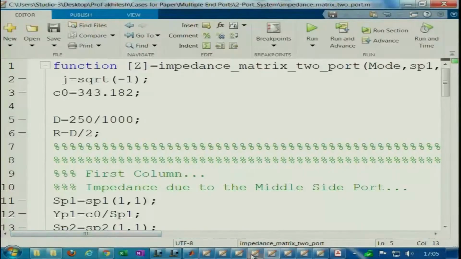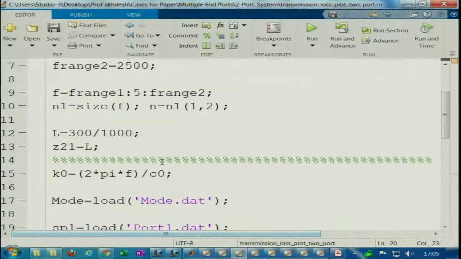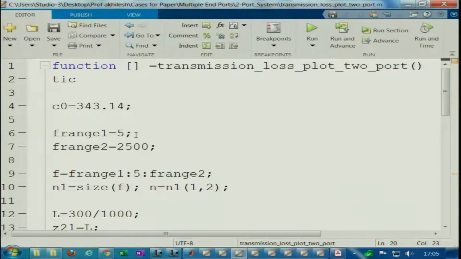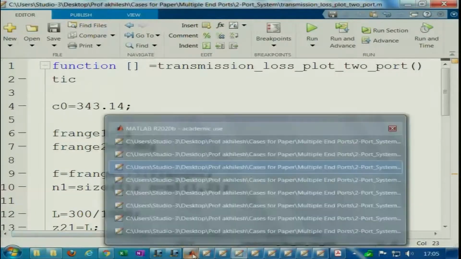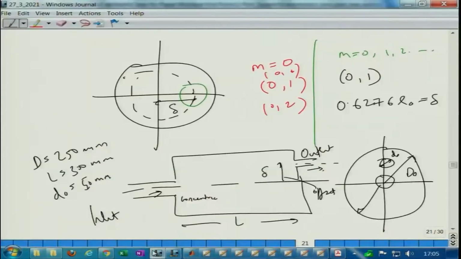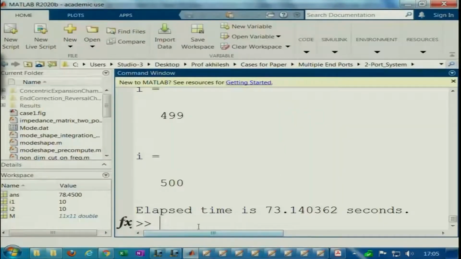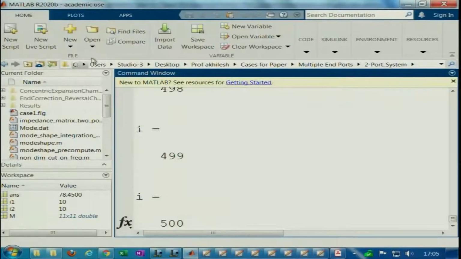Z21 is specified in this parameter. So, Z21 L means the location of port 2 with respect to 1. So, if we change L, you get an expansion chamber. So, let's run the case when the port is located at an offset, and this offset I am deliberately choosing at 0.6276 times R naught, and I have already run the code.